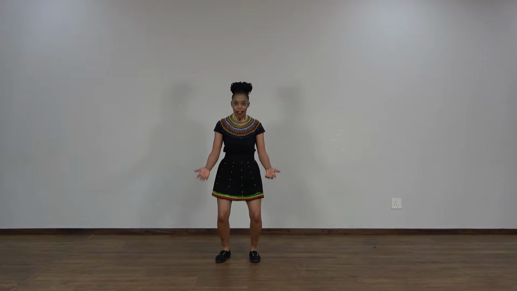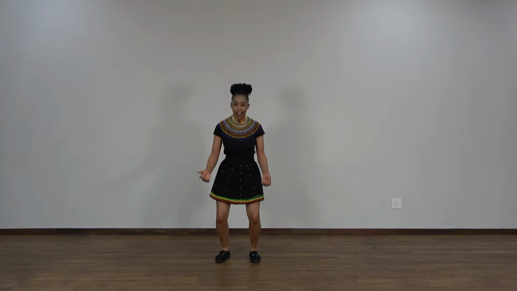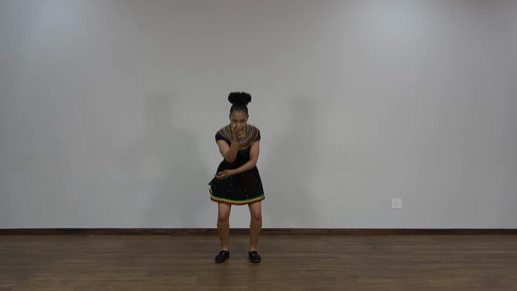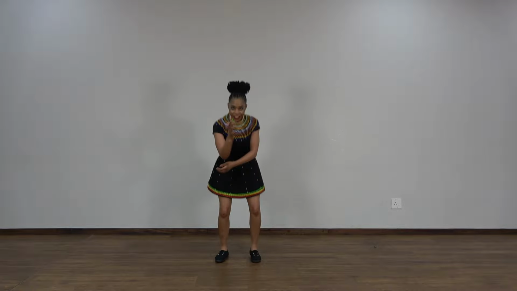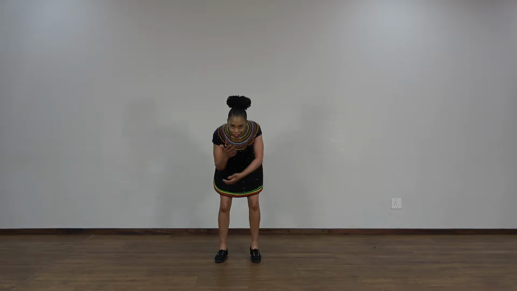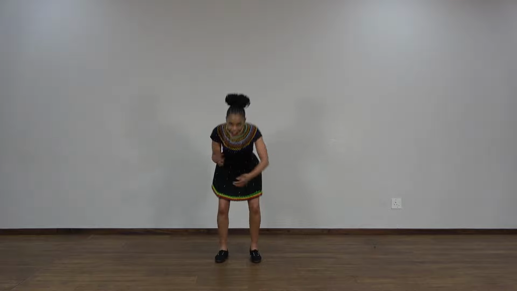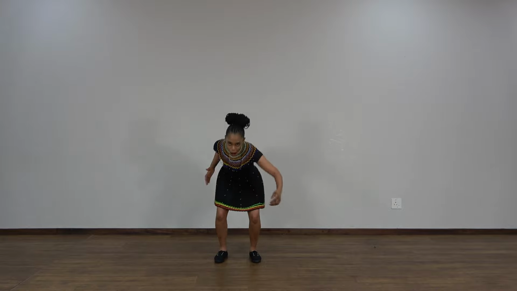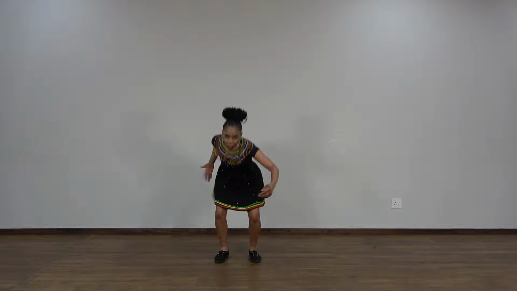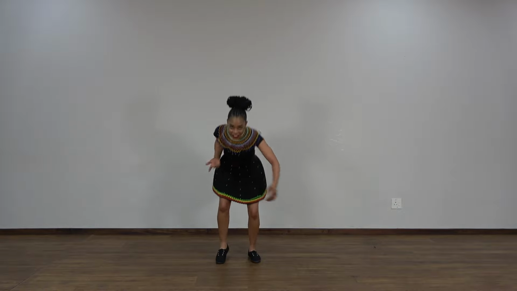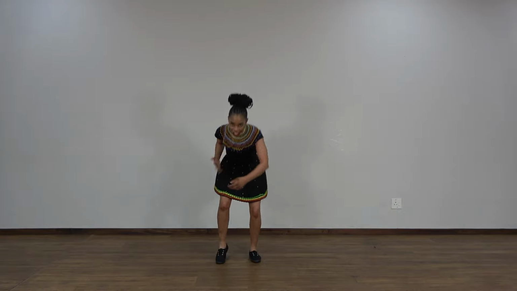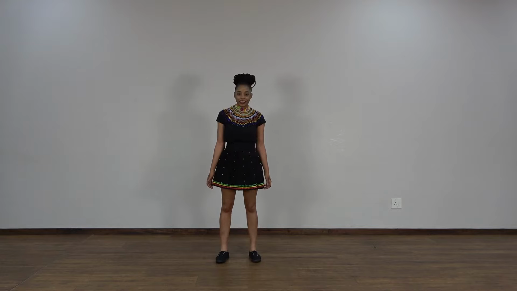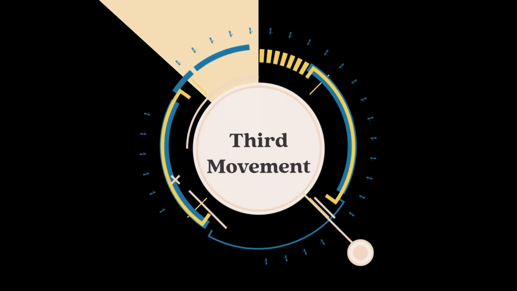Again, bounce. Keep the tempo. Then lean forward, and stop. So we're gonna do it 8 times. 5, 6, 7, 8. 1, 2, 3, 4, 5, 6, 7, 8. Third movement.